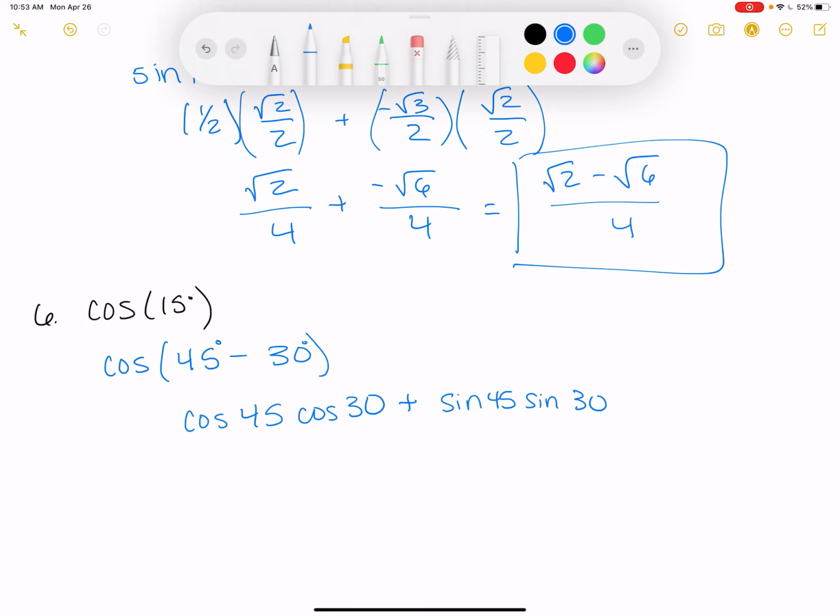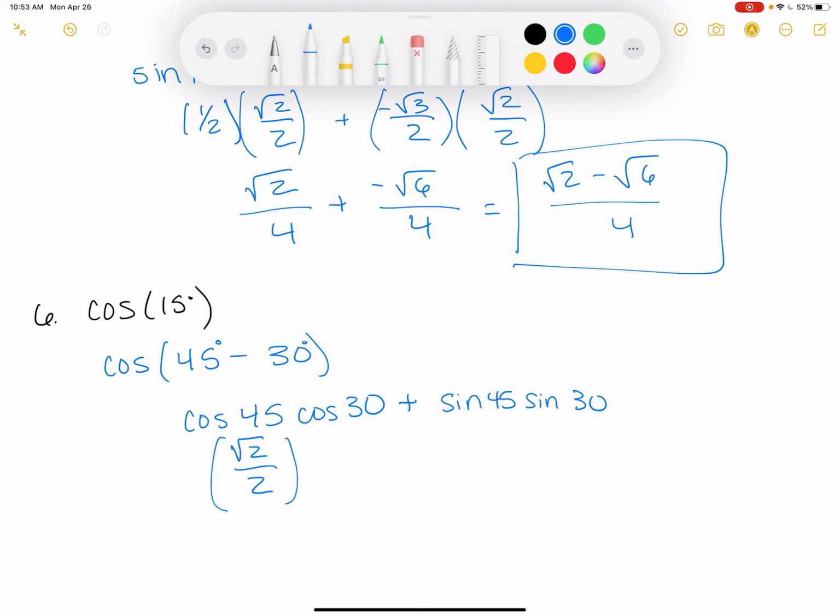And what is the cosine of 45? Root 2 over 2, right? Cosine of 30, root 3 over 2. Plus sine of 45, root 2 over 2. And sine of 30, 1/2. This isn't that hard. I'm just making it hard.